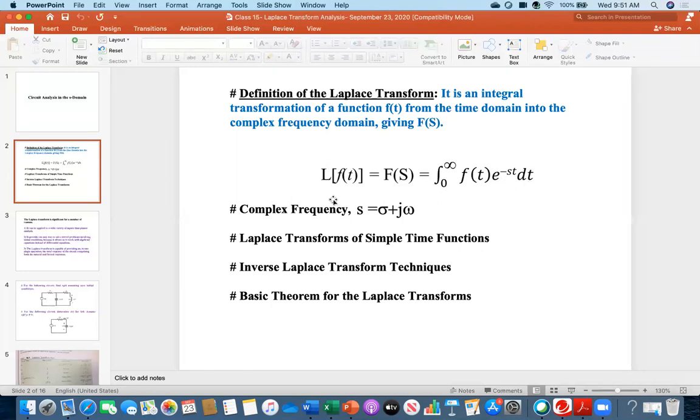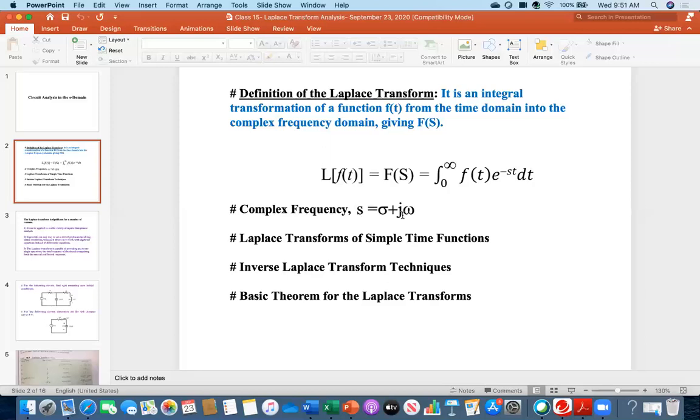So the Laplace of a function f(t) is the integration from 0 to infinity of f(t) e to the power minus st dt, where s is the complex frequency, sigma plus j omega. This s is important. Here you may assume that sigma is 0, so ultimately s equals j omega.